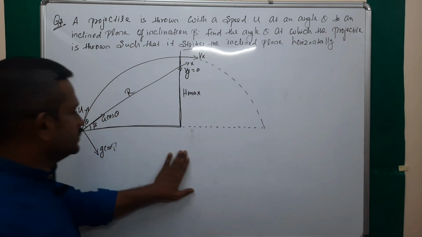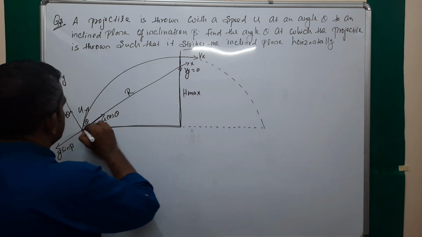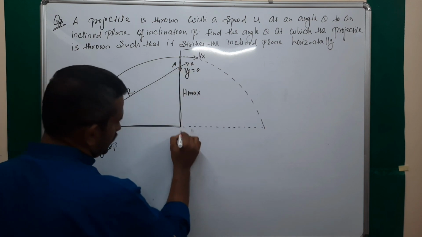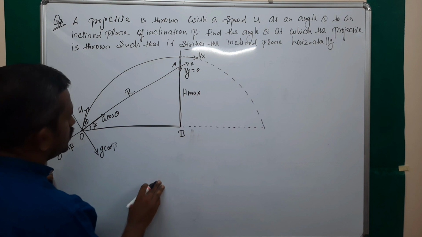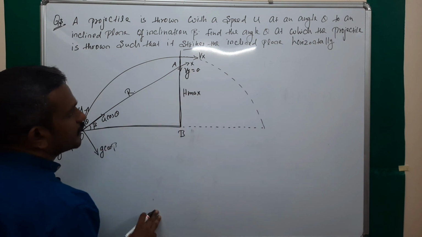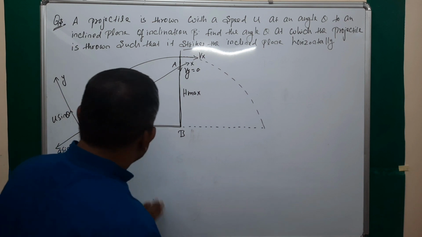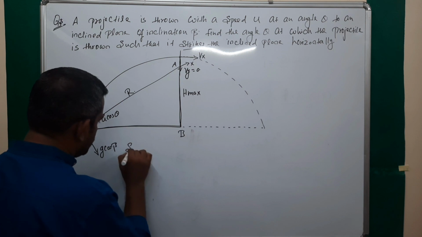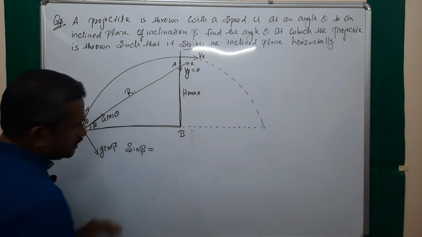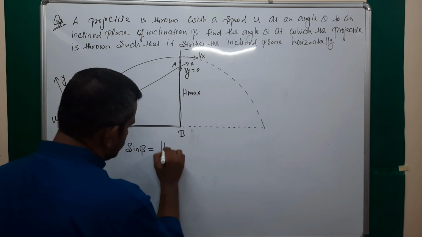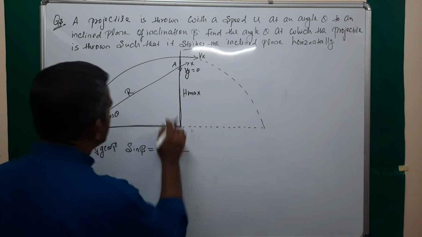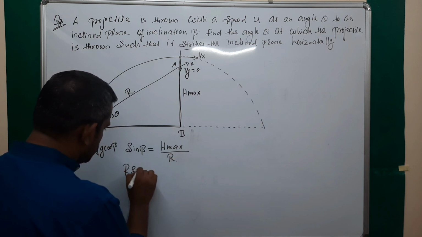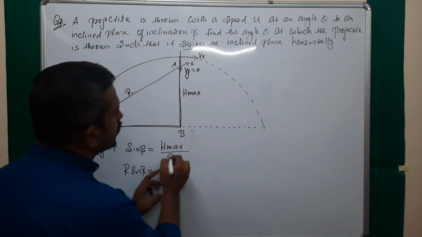Now I am considering this triangle. I am considering this point as A and this point as B. It is a right angle triangle, so from this right angle triangle, sin beta is equal to the opposite side, h max, divided by the hypotenuse, capital R. So R sin beta is equal to h max.